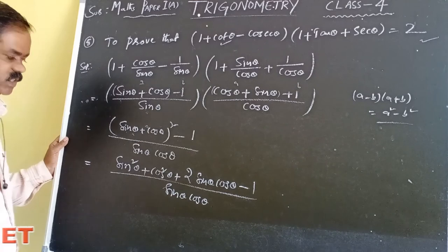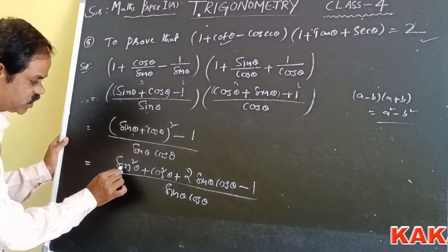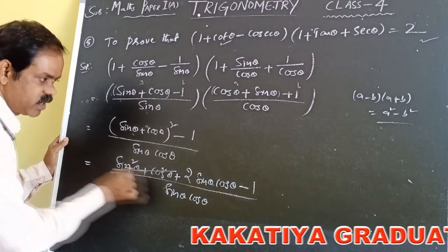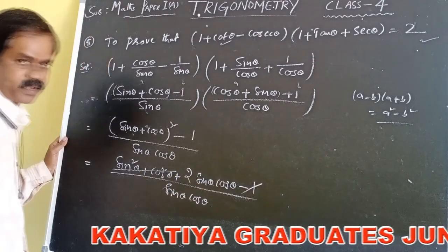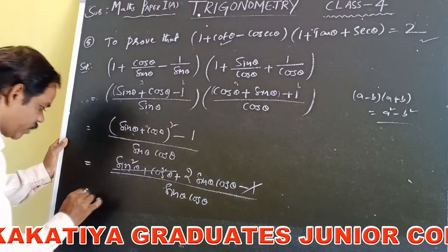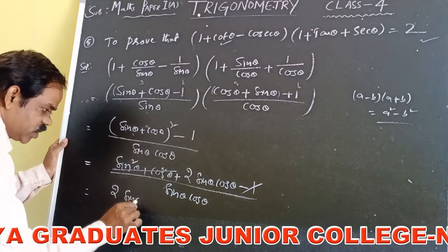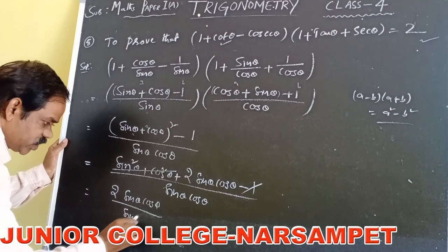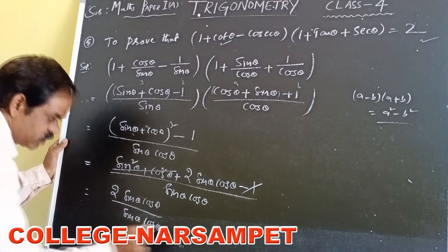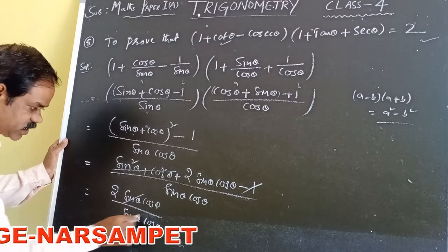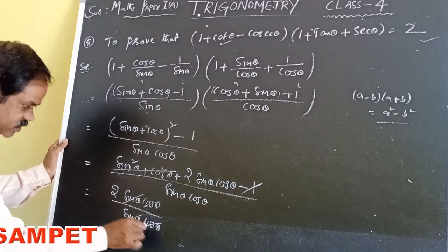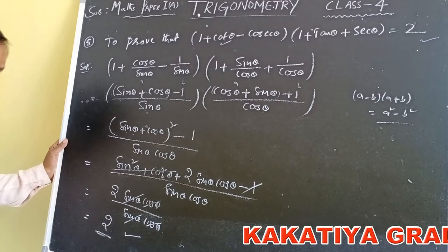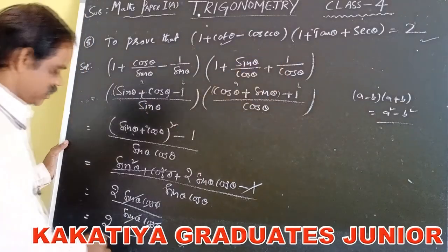See here, we already know that sin square theta plus cos square theta is 1. So this value 1 plus 1, and this is minus 1, both the terms are cancelled. And here I am getting 2 sin theta cos theta whole by sin theta into cos theta. Similar terms are cancelled, sin theta cos theta cancelled. Therefore, here I am getting 2, which is the RHS value. Hence, the RHS value is 2.